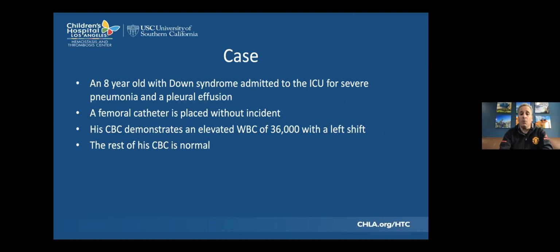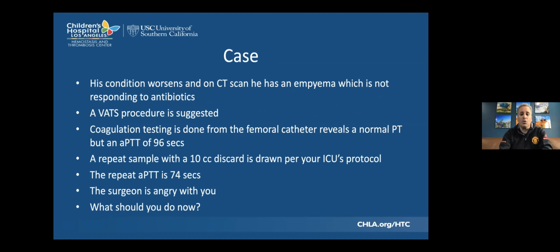Here's another case: an 8-year-old with Down syndrome, in the ICU for severe pneumonia and pleural effusion. You guys put in a femoral catheter. He's sick. He's got a high white count. The rest of his CBC is normal. Then his condition worsens. He has an empyema. He's not responding to antibiotics, and you want to do a VATS procedure. So you do coagulation testing from the femoral catheter, and you get a normal PT, but a very prolonged PTT. So you say, oh, yeah, well, there's heparin in the line.